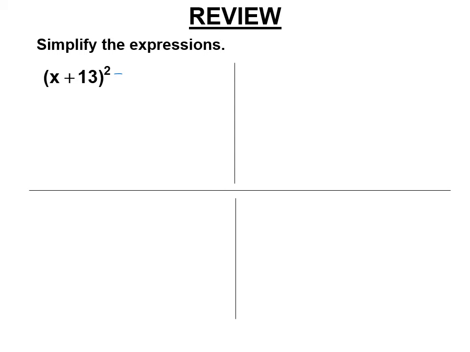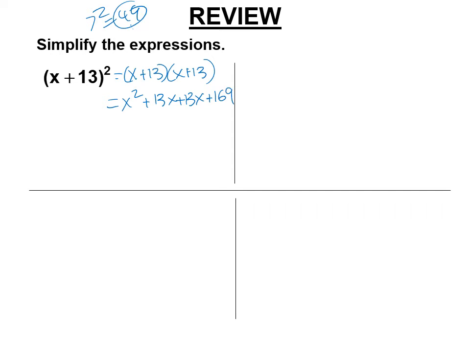All right, so just like 7 squared is 49, 49 is a perfect square. This answer is going to be a perfect square trinomial. And so we're going to get x squared plus 13x plus 13x. Well, 13 times 13, you should know from Pythagorean theorem, is 169. So it's x squared plus 26x plus 169.